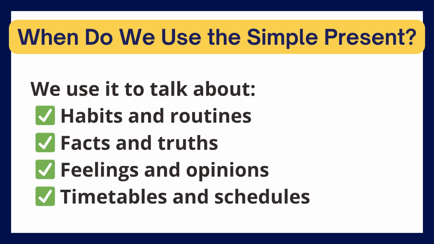When do we use the simple present? Well, we use it to talk about actions, situations, and facts that are part of our daily life. It expresses things that are regular, repeated, or generally true. In other words, it's not about one specific moment, it's about what happens in general. So, this tense helps us to describe our routines and habits, facts and truths, feelings and opinions, timetables and schedules. So, we use it when we're talking about something that is true for a long time or something that happens again and again. Now let's look at each use one by one with simple examples.